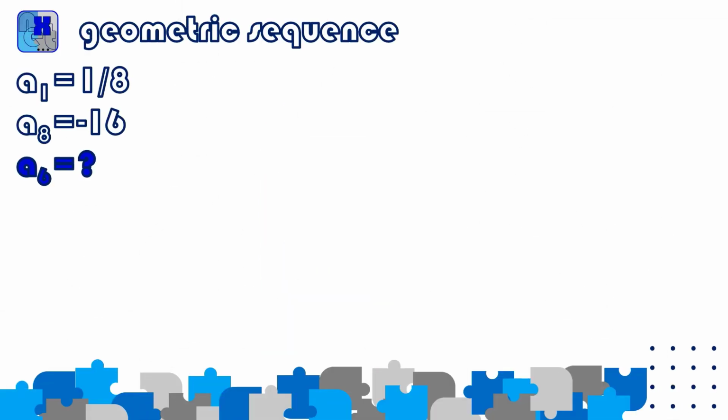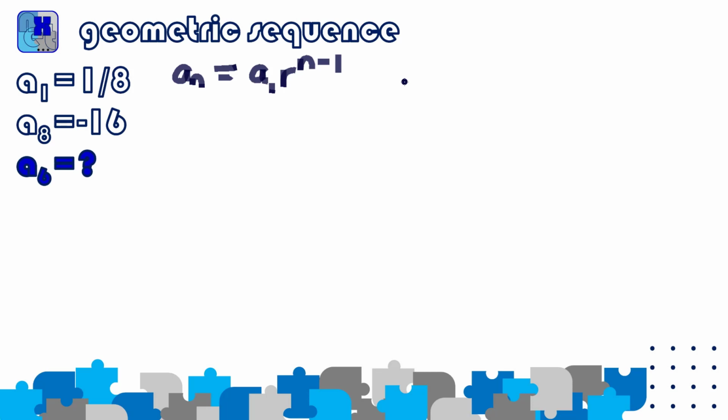If the first element of a geometric sequence is 1/8 and the 8th element is negative 16, what is the 6th element? In order for us to solve for the 6th element of this given geometric sequence, we need to anchor this on the general formula that describes all terms in any geometric sequence. And the formula goes like this. a sub n is equal to a sub 1 times r to the power of n minus 1.